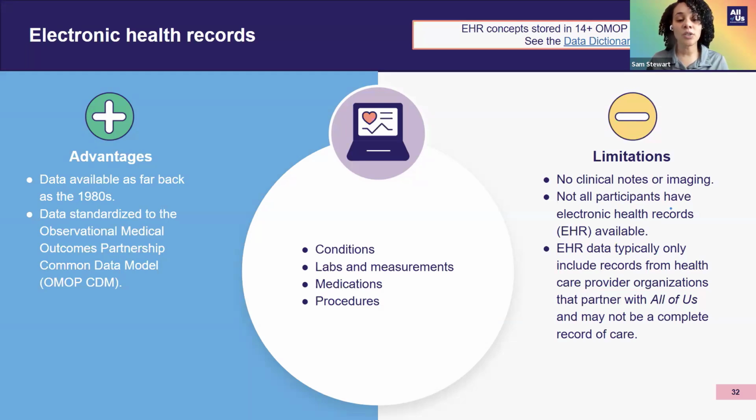Now, we'll look at this soon, but when you view EHR in the Researcher Workbench, you're going to see about 6 main domains. That's conditions, labs and measurements, observations, drug exposure or medications, procedures, etc. So we'll look into that in just a bit.